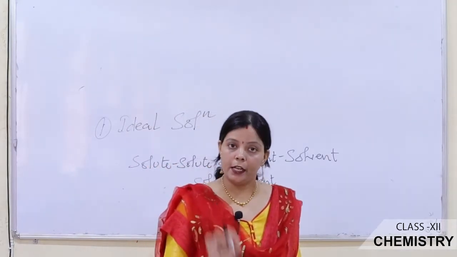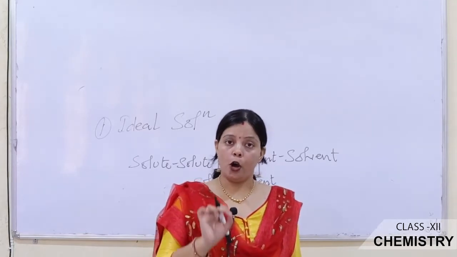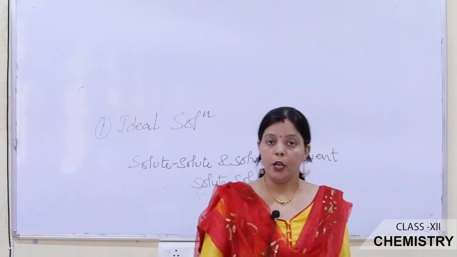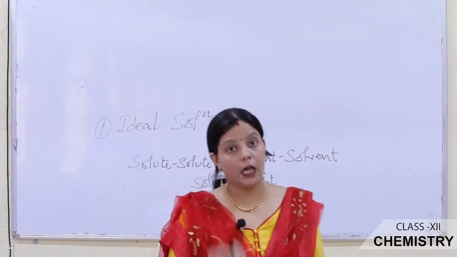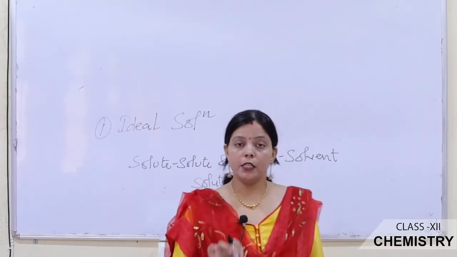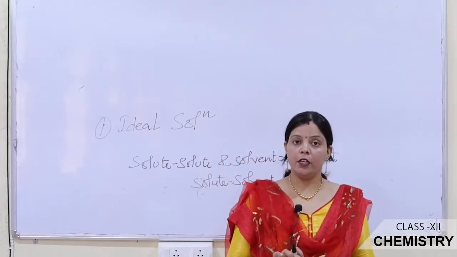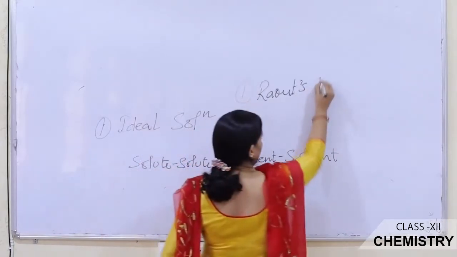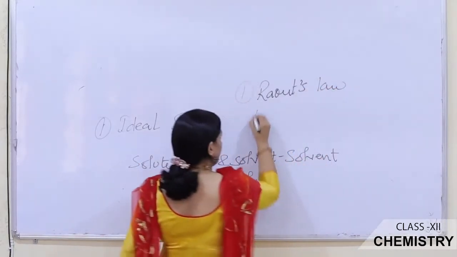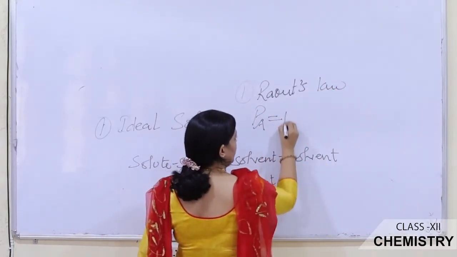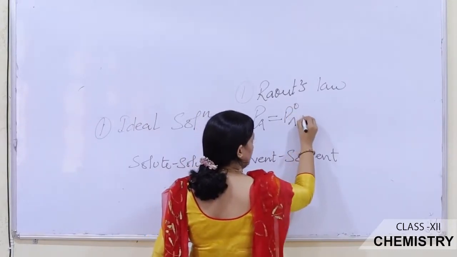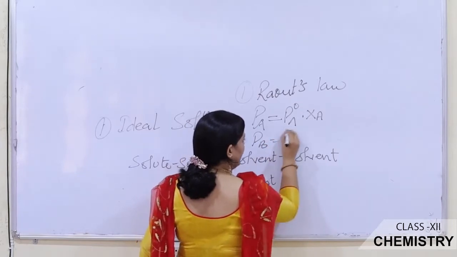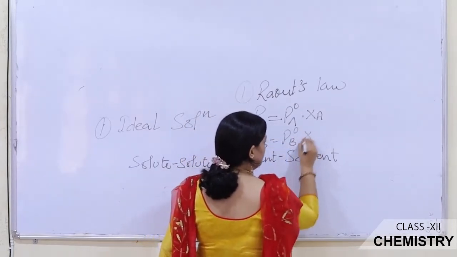In the case of an ideal solution, it is also observed that there is neither any change in volume nor any change in enthalpy. So, ideal solutions are generally governed by three conditions. The first condition is that it obeys Raoult's law, that is PA is equal to PA naught XA and PB is equal to PB naught XB.